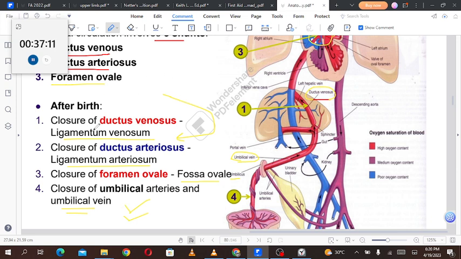But remember that all these three shunts need to be closed. If any of them is patent, most commonly the ductus arteriosus, that is called patent ductus arteriosus. That can result in a non-cyanotic congenital anomaly of the heart.